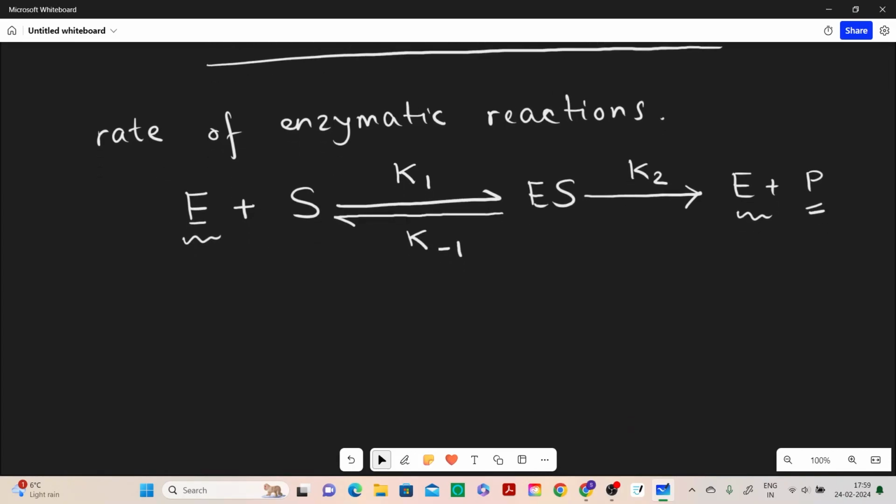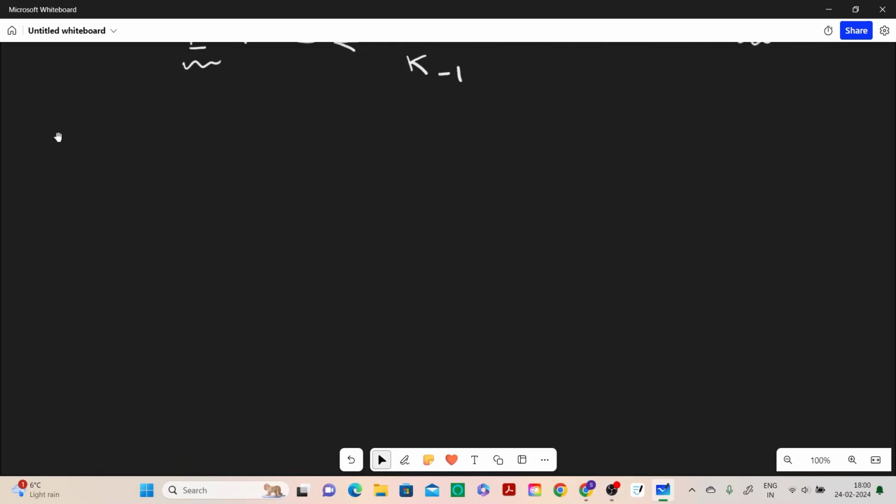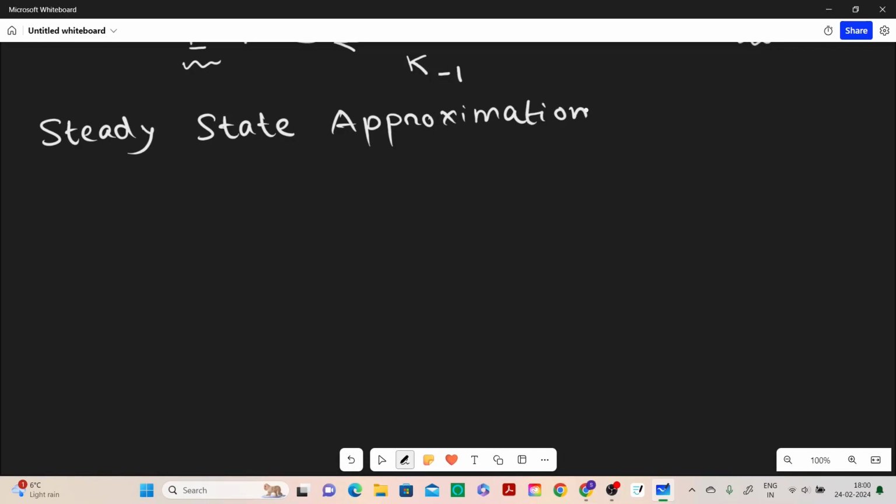So this is a catalytic reaction, and before diving deep into the derivation part, I will take a small digression and talk a bit about the steady state approximation. It's a very important tool in chemical kinetics, and if I am not wrong, it was Briggs and Haldane who used this concept for the derivation of enzymatic reactions. So what is this? I will draw a graph.